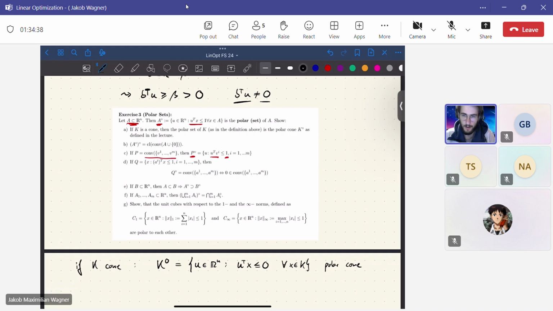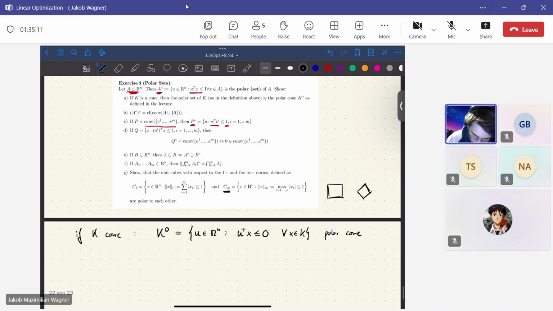And in the end, we will see that this means that some very important examples are actually polar to each other. So the unit ball in the infinity norm, somehow the square or the cube in general, is the polar set to the cross polytope, so this diamond or the octahedron in 3 dimensions. And this notion of polarity allows us to relate those two sets.